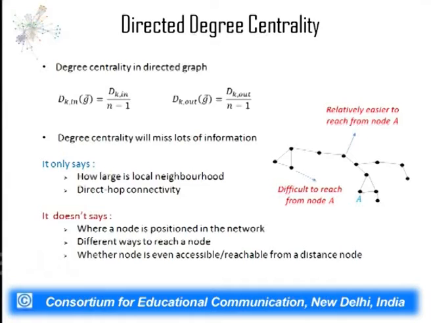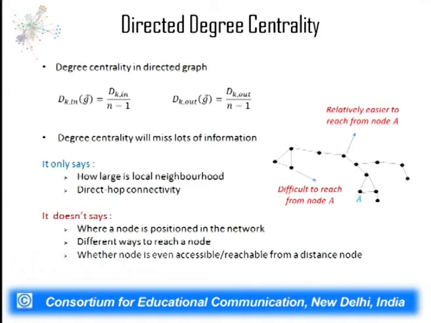So this is all about degree centrality, but degree centrality certainly misses some very important information, because it only says what the size of the local neighborhood is, whether there is direct hop connectivity, and with how many nodes. But it does not say where a particular node is positioned. Even if the immediate local neighborhood is very compact for a particular node, whether it is reachable in that manner or not, it says nothing about reachability, nothing about the positioning in the network.